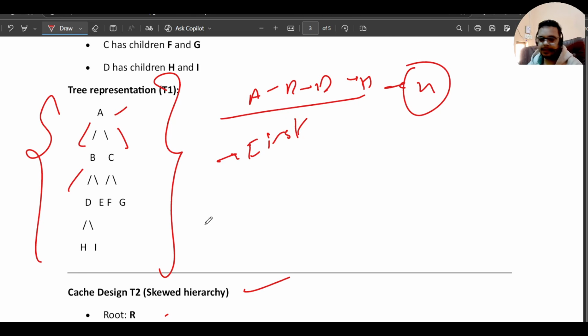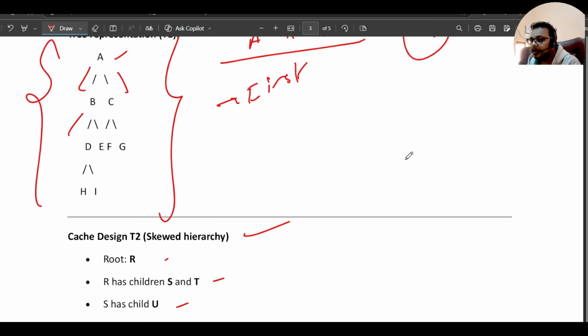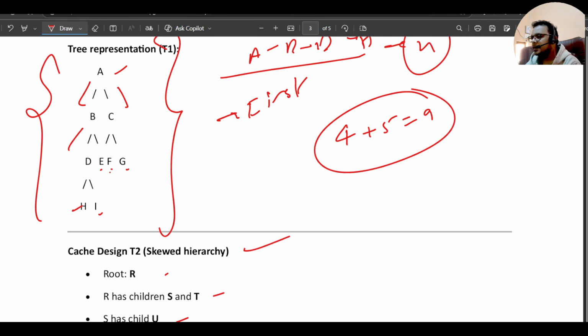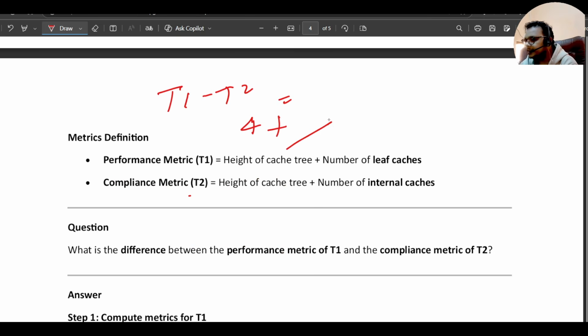The height is 4, right? So the height of the tree is 4. Plus the number of leaves. How many leaves can you see here? 1, 2, 3, 1, 2, 3, 4, 5. So 5 leaves are there. So it's 4 plus 5, which is 9. So the value of T1 is 9, right? The value of T1 is 9.